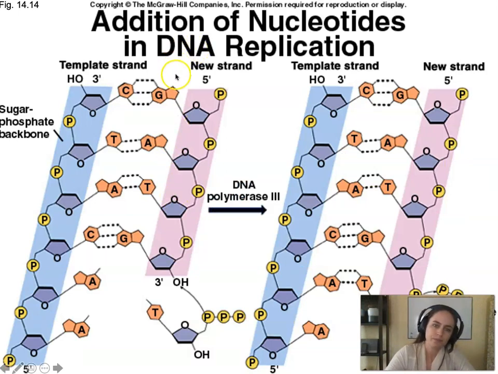Once again, 5' to 3'. We're going to add on the next phosphate group here, and then we'll have another sugar, and then another phosphate group, and then another sugar. So a new nucleotide gets added on at that 3' location from 5' to 3', 5 to 3, 5 to 3. So that's the 5 end, that's the 3 end.